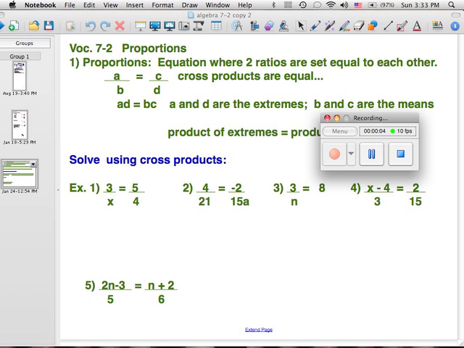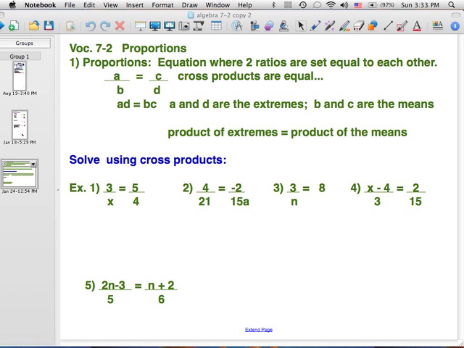We are on chapter 7, section 2, which covers proportions. Proportions are two ratios that are set equal to each other, and we can use cross products to check if two ratios are proportions. In cross products, we take A times D, which are the extremes, the outside, and see if it equals the product of C times B, which are the means. So the rule is the product of the extremes equals the product of the means.